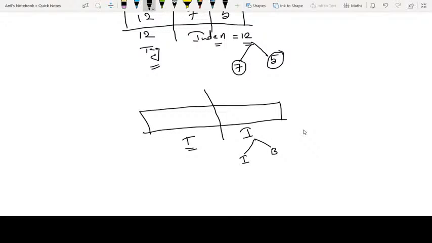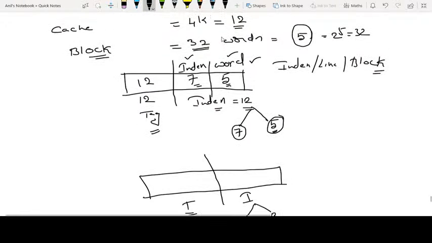In the previous case, block size is equal to 32, so the number of digits needed to represent a block is equal to 5. The 5 must be plotted in the least significant field and 7 must be plotted in the index field. This is how you divide the index, the word and the tag. Here you can understand that this least significant word field is nothing but the block size. Okay, I hope you got it.